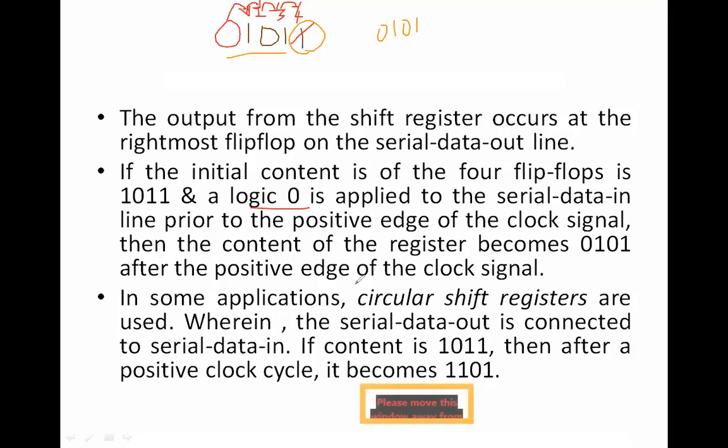Sir, is that what is called circular shifting? No, it is not actually circular shifting. A circular shift will have a feedback. If it was a circular shift, then this bit should have come and sat here, right? But that is not happening. This bit is completely getting lost, so it's not a circular shift. It is just shifted, and it's unidirectional. Remember, it is unidirectional. It is not bidirectional.